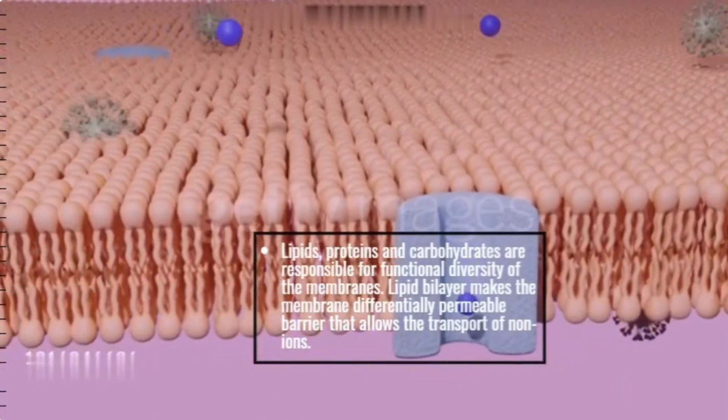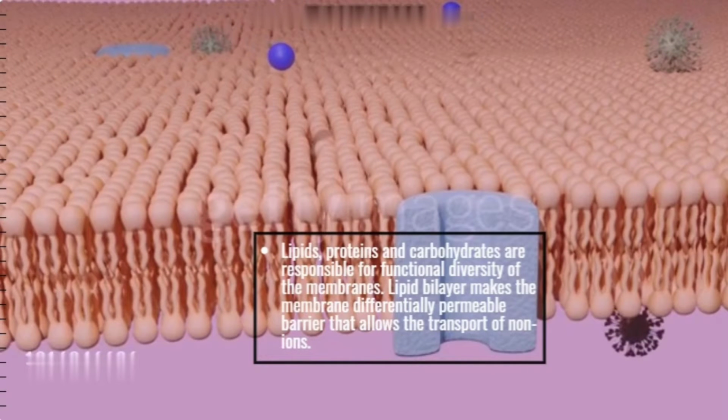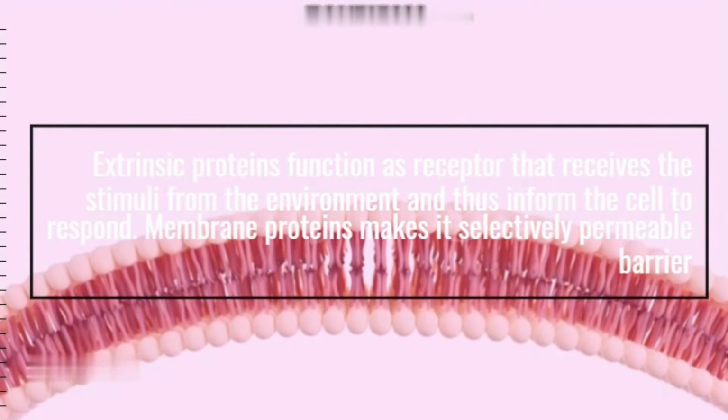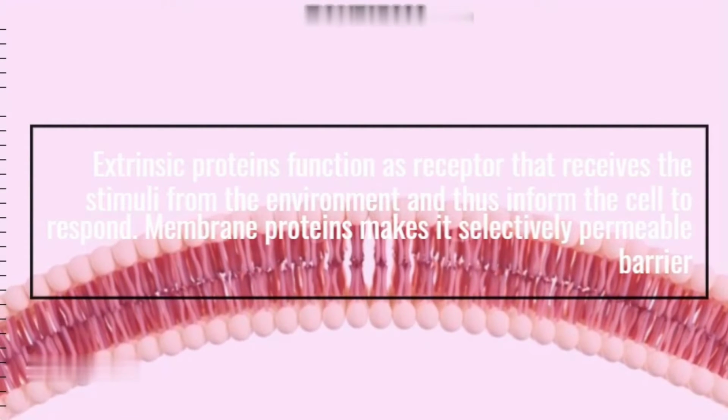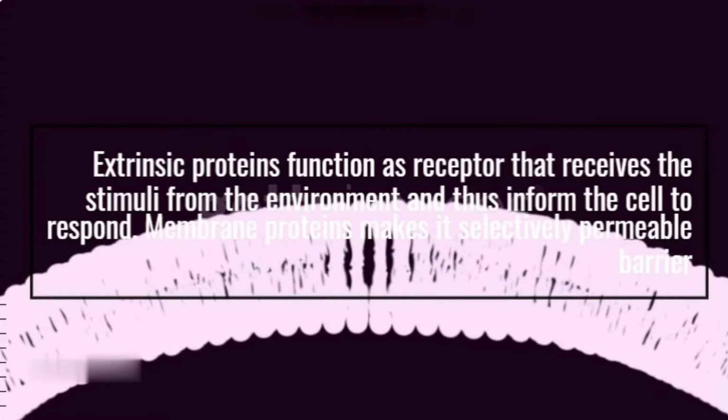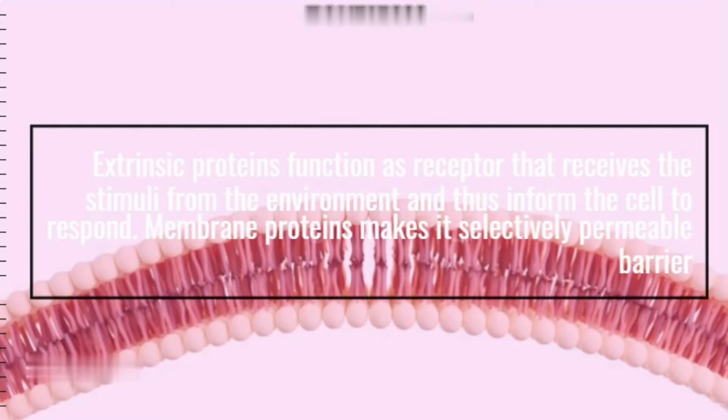Lipids, proteins and carbohydrates are responsible for the functional diversity of the membranes. The lipid bilayer makes the membrane a differentially permeable barrier that allows the transport of non-ions. Extrinsic proteins function as receptors that receive stimuli from the environment and thus inform the cell to respond. Membrane proteins make it a selectively permeable barrier.